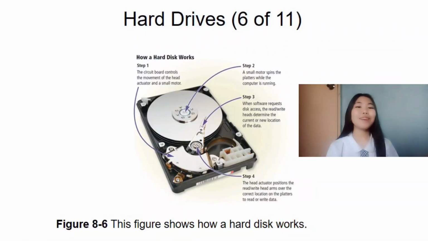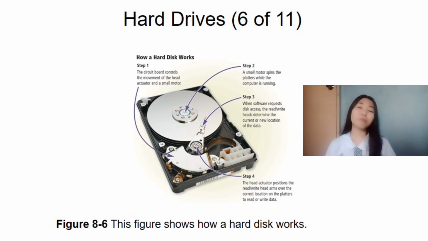At this part, we'll discuss how hard disk works. Step 1 is the movement of the head actuator and the motor muna, which are controlled by the circuit board. Step 2 is spin or iikot muna yung motor habang running pa yung device or hindi pa naka-off yung power ng device.